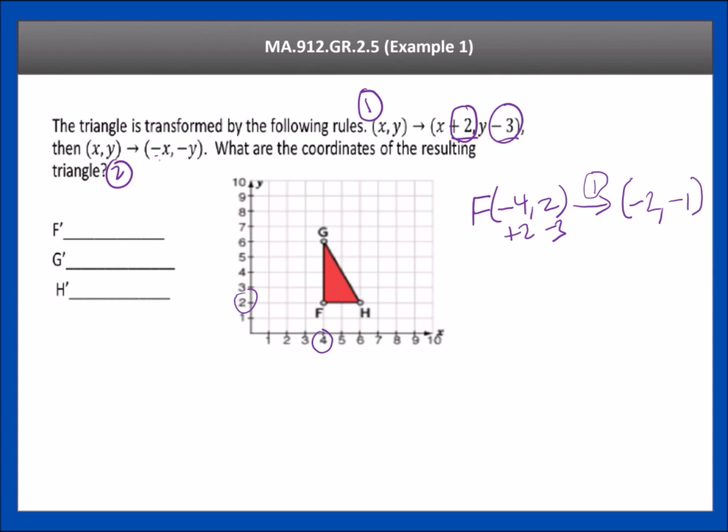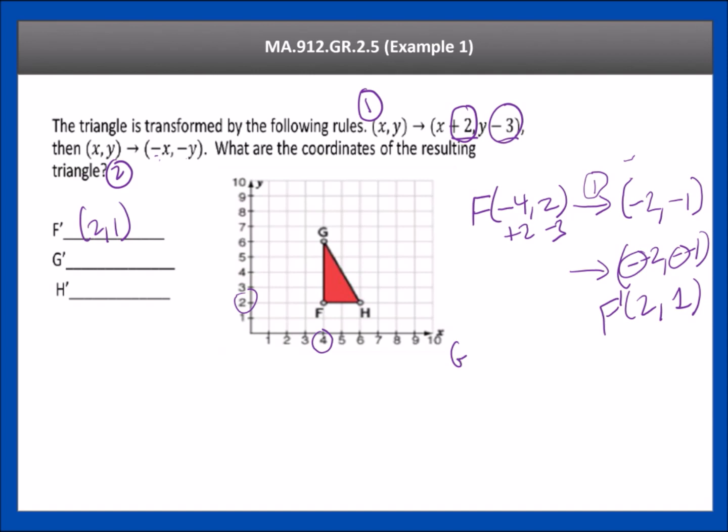Next, the second transformation, put negatives in front of x and y. Well, they already have negatives, right? So this turns into a double negative. Same thing for the 1, turns into a double negative, but a double negative turns into a positive. So this is actually +2, +1. And this is going to be f prime. So f prime is 2, 1. Sometimes we might refer to this as f prime and this as f double prime. In this example, they're referring to the final product as f prime. Okay? So we're going to do both transformations.